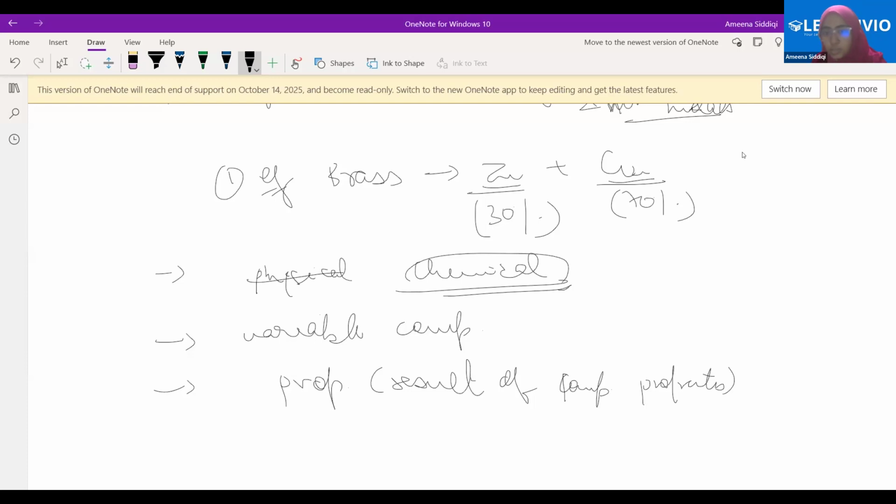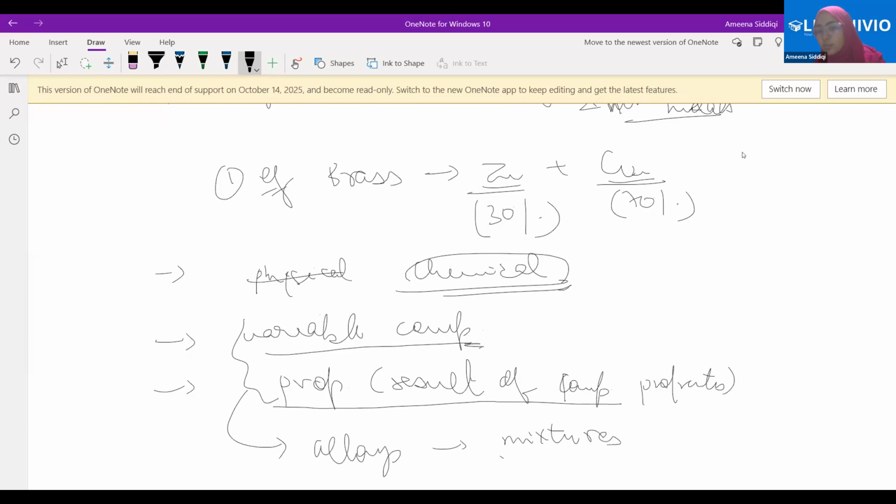Now this point can actually let us say that alloys are pure substances, because the nature of bonding is chemical. But what is actually aligning alloys towards mixtures is this property of variable composition. If this had been a pure substance, we cannot have a variable composition. Secondly, the properties are still a result of the properties of the components. These two properties make alloys mixtures.